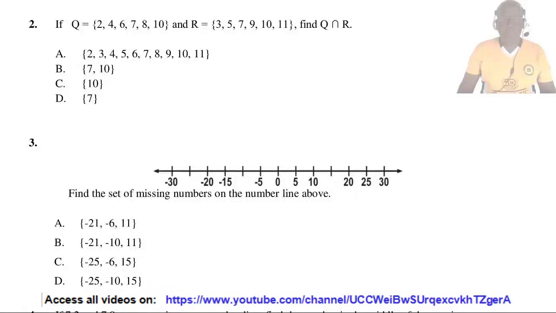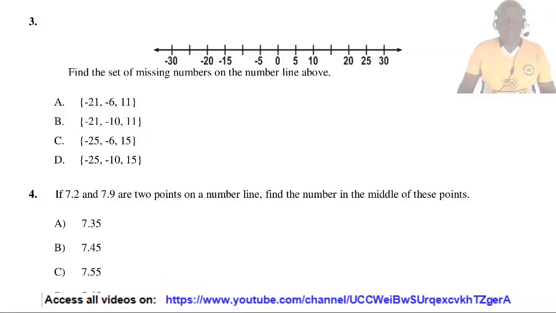Question 2. If the set Q equals 2, 4, 6, 7, 8, and 10, and the set R equals 3, 5, 7, 9, 10, and 11, find Q intersection R. The elements 7 and 10 belong to both Q and R. So Q intersection R equals 7 and 10. So the answer is B.